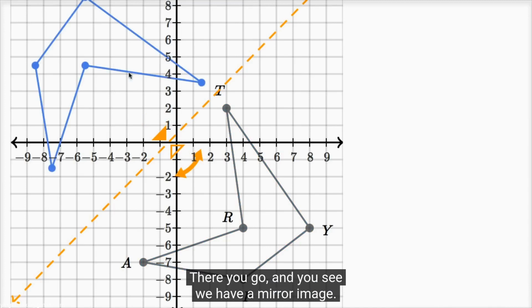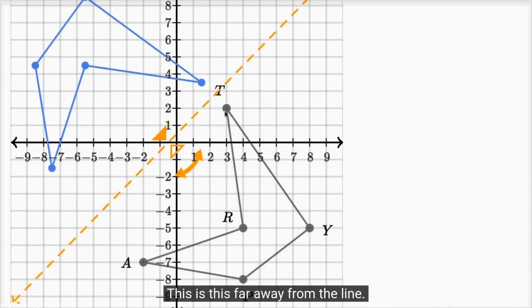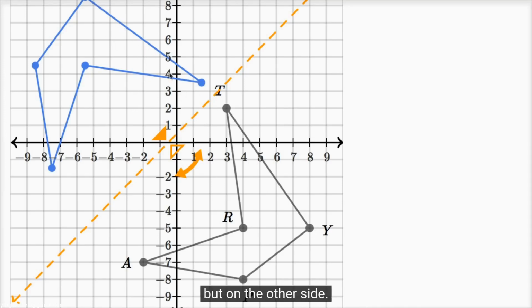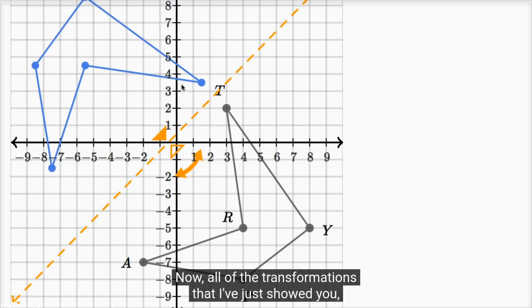There you go. And you see we have a mirror image. This point is this far away from the line. This corresponding point in the image is on the other side of the line, but the same distance. This point over here is this distance from the line, and this point over here is the same distance, but on the other side.